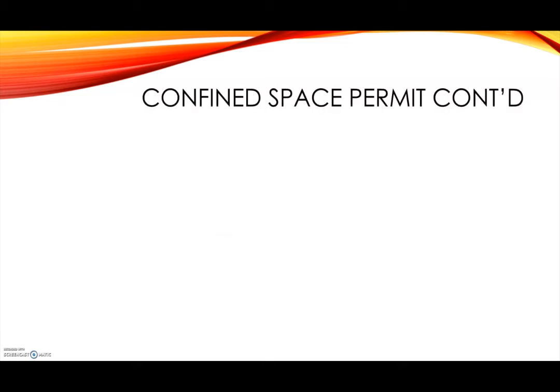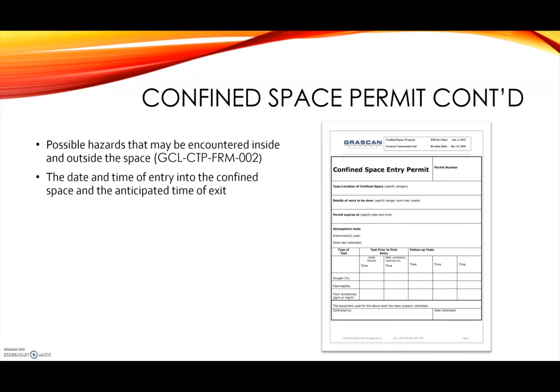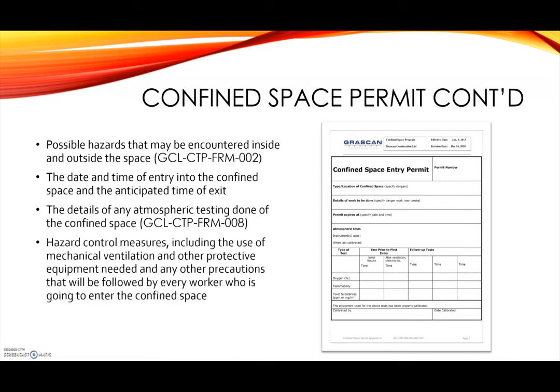Confined space permit continued. Possible hazards that may be encountered inside and outside the space, the date and time of entry into the confined space and the anticipated time of exit, the details of any atmospheric testing done of the confined space, hazard control measures including the use of mechanical ventilation and other protective equipment needed, and any other precautions that will be followed by every worker who is going to enter the confined space.